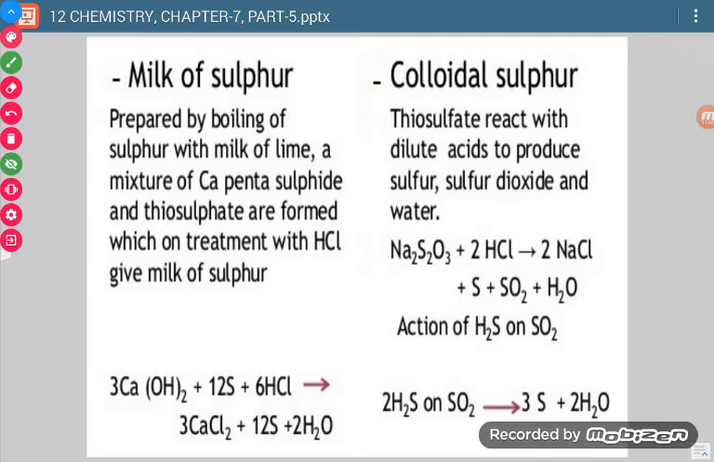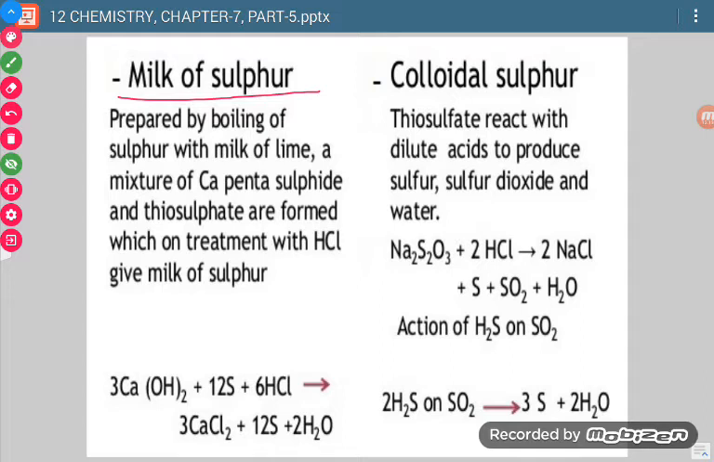Now two more types of existence of sulfur. One is milk of sulfur, just like we say milk of lime. Now what is milk of lime? It is calcium hydroxide. Its chemical formula is Ca(OH)2, and since it looks like milk, it is white, so we say it is milk of lime. Similarly, milk of sulfur will also look like a white liquid, so we have given the name milk of sulfur.